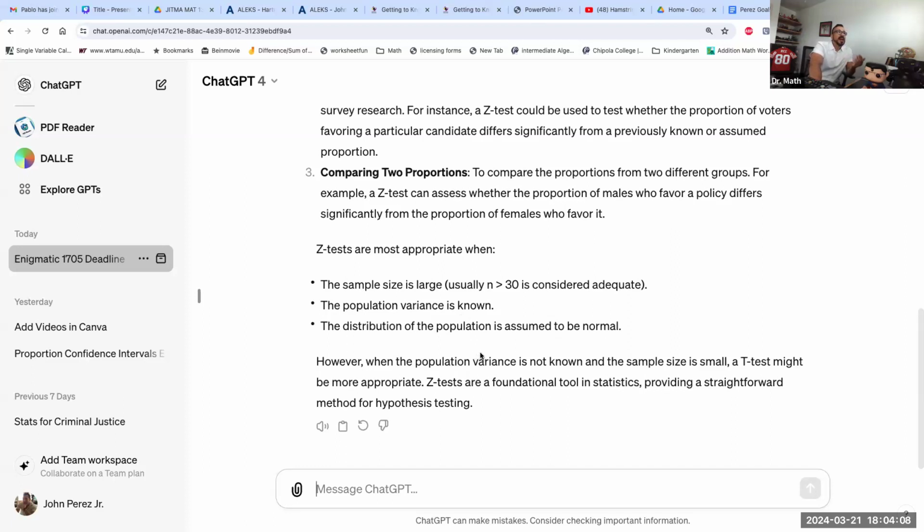Later on, when we come back from spring break, we're going to see that we don't always know the population standard deviation or the variance. When we don't have the population standard deviation, that's when we're going to do something called a t-test. All right. So again, we have all these tools, and these tools are only helpful if we know when and how to use them.